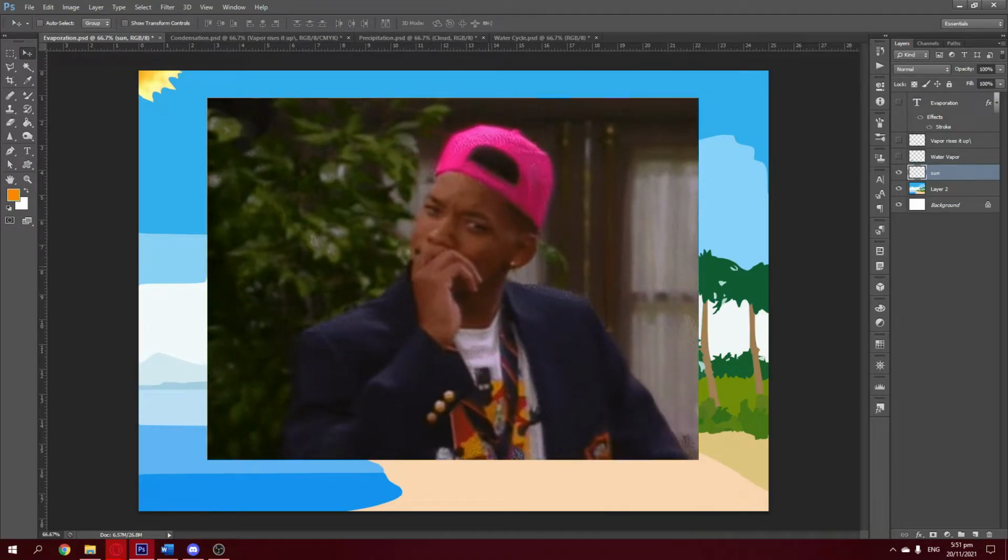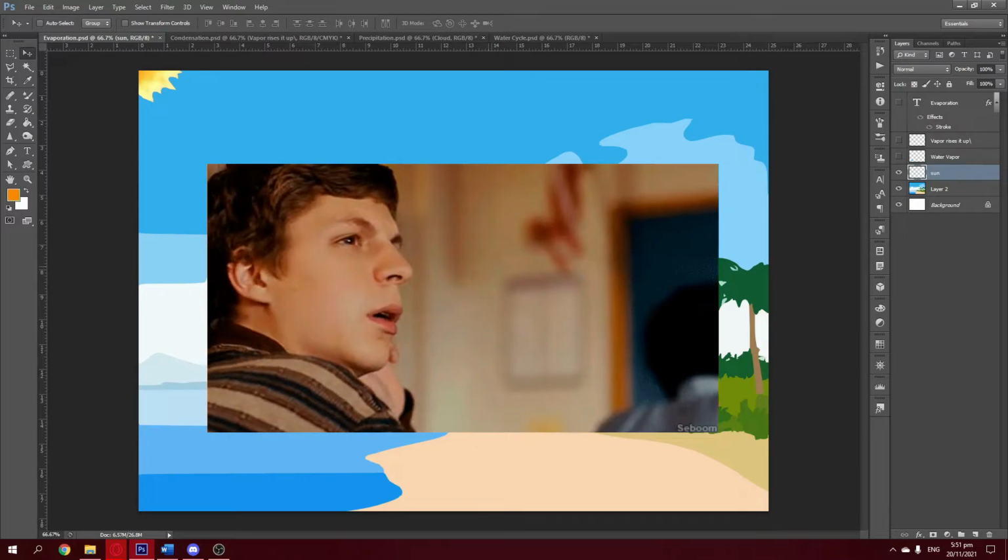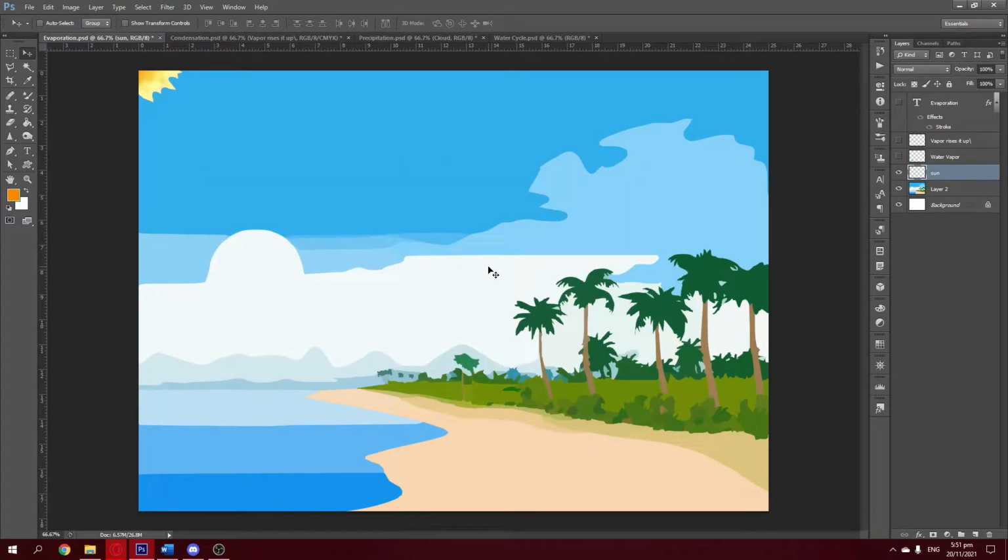Hello! Have you ever wondered where the rain comes from or how the clouds are formed? Well, this is the essence of the water cycle. When the sun heats up the rivers and oceans, water becomes water vapor and it rises up in the air.